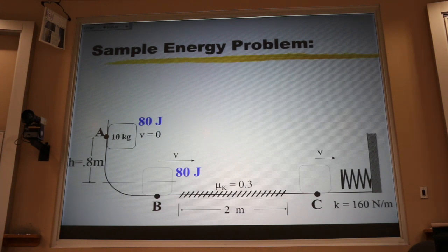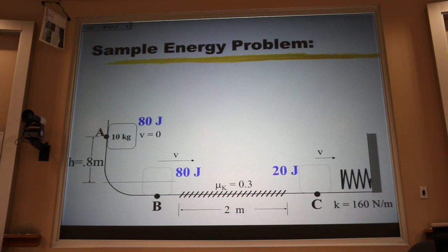And then, as it scraped across that rough section, it was robbed of 60 joules. We found that the friction force was 30 newtons, and it acted for 2 meters, because the friction force was one way while the block was moving the other way. That was negative work. So I take the 80 joules, I subtract off the 60 joules that it was robbed, and it's left with 20 joules. And then at the end, we calculated the compression of the spring.